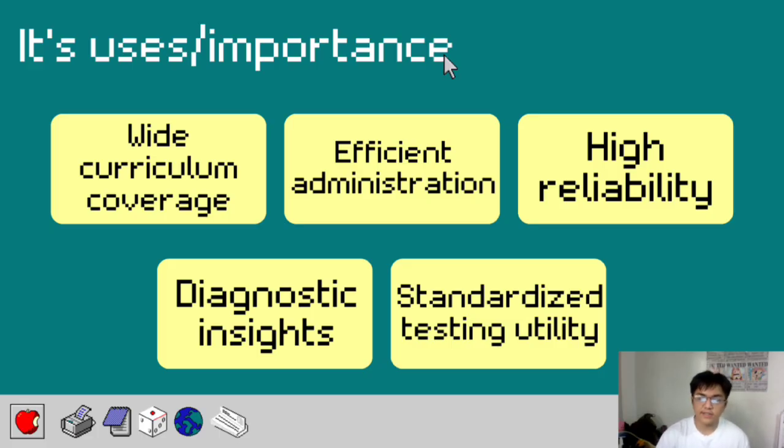These tests are easy to administer to large groups and can be scored automatically, saving significant teacher time. High reliability. Scoring is not affected by personal bias, handwriting, or subjective judgment. Diagnostic insights. Item analysis can highlight areas where students struggle, helping teachers adjust instruction. Standardized testing utility. They are a cornerstone of standardized exams, for example, NAT, SAT, and licensure exams, which require fairness, comparability, and objective scoring.